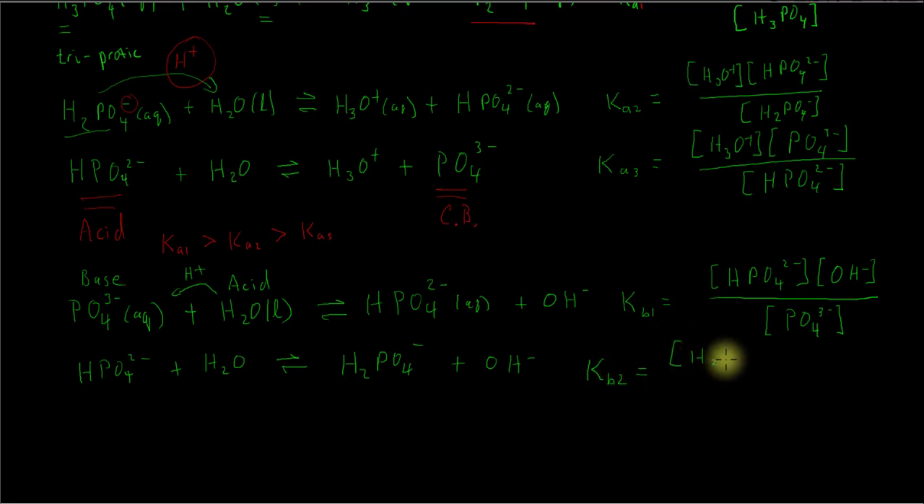And so that's going to be the H2PO4 equilibrium concentration times the equilibrium hydroxide concentration divided by the equilibrium hydrogen phosphate ion concentration. That would be our Kb2.